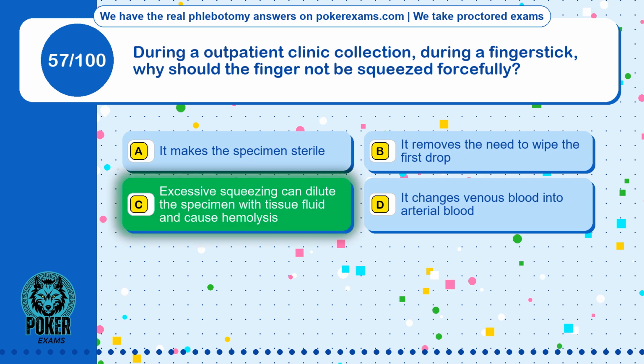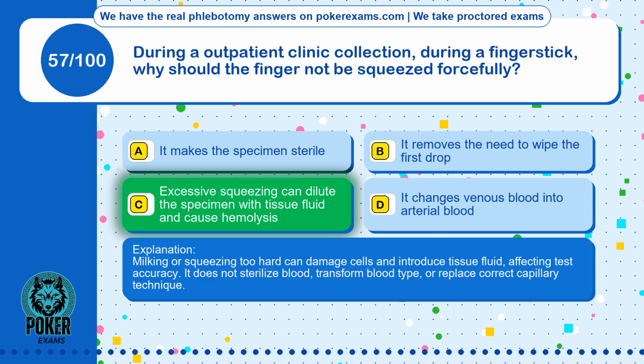The correct answer is option C. Excessive squeezing can dilute the specimen with tissue fluid and cause hemolysis. Milking or squeezing too hard can damage cells and introduce tissue fluid, affecting test accuracy. It does not sterilize blood, transform blood type, or replace correct capillary technique.